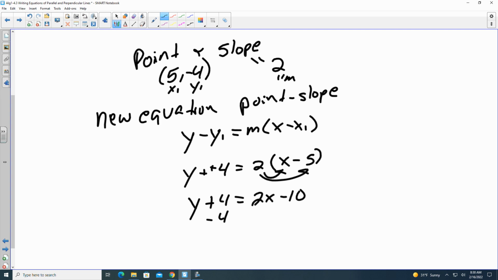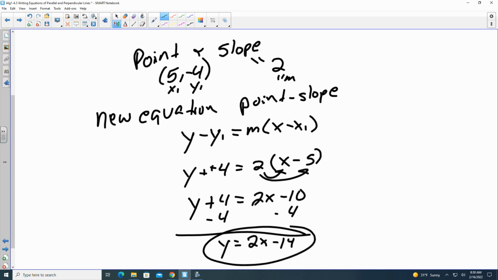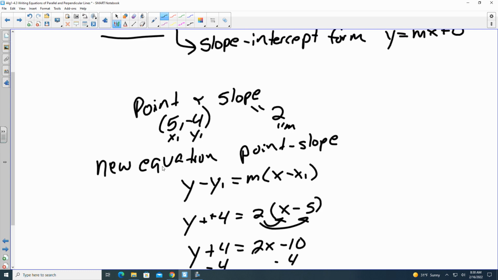And then finally, subtracting 4 from both sides, I get 2x minus 14. Okay, so that is my line that is going to be parallel to the 2x plus 3.